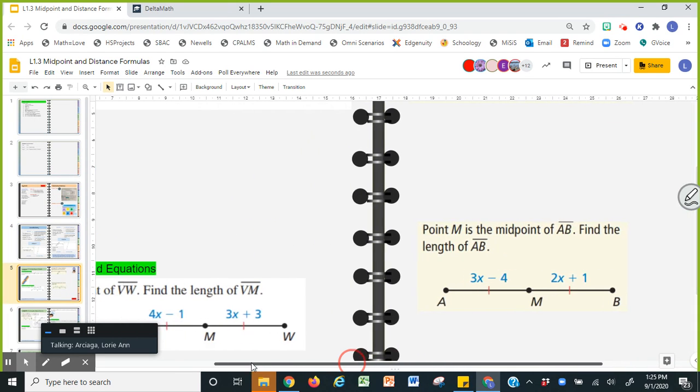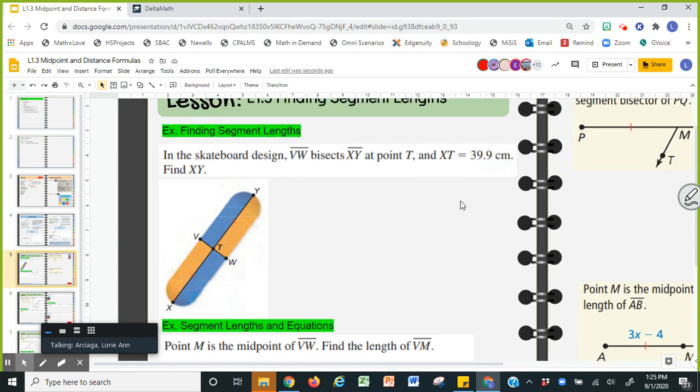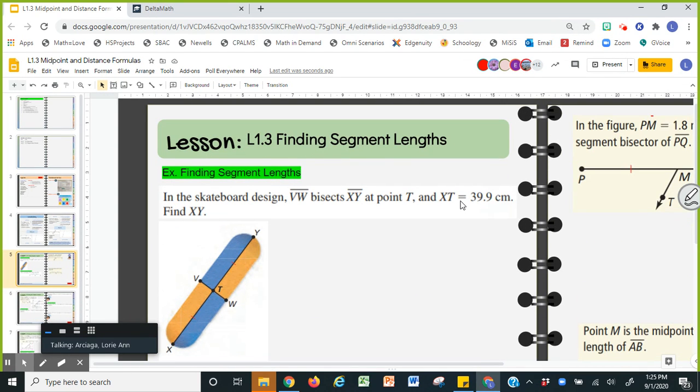So in this example, we'll try to break it down further. I included more examples so hopefully we will be less confused than we were last time. In this example, it's about finding segment lengths. This is a skateboard design, and VW, the shorter segment, bisects XY at the given point. You can see that it has those little red marks. I just took a screenshot of that.